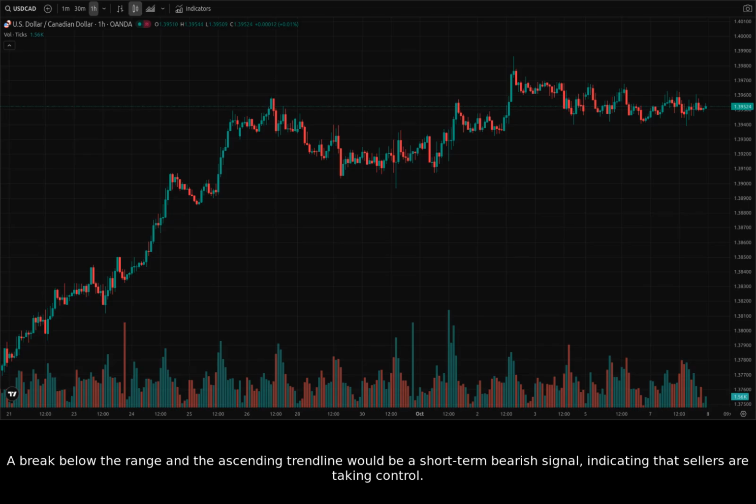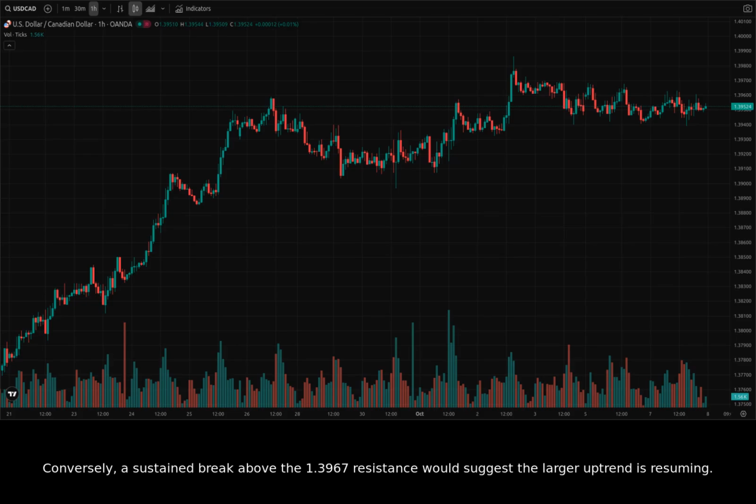A break below the range and the ascending trend line would be a short-term bearish signal, indicating that sellers are taking control. Conversely, a sustained break above the 1.3967 resistance would suggest the larger uptrend is resuming.